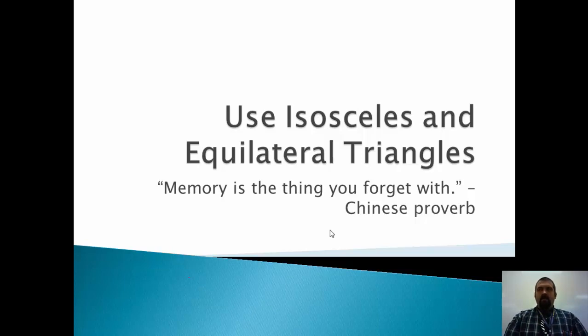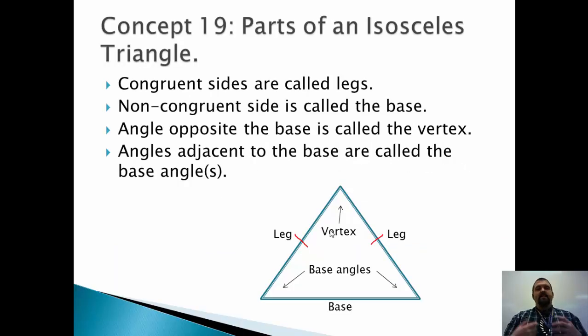Ironically, one of them will be abbreviated the A theorem. Base angles theorem, and then there's the converse of the base angles theorem. But anyway, moving on. The first concept you need to know is just the parts of an isosceles triangle. If we don't know what I'm talking about when I say legs of a triangle, it's going to be very hard to talk about an isosceles triangle.